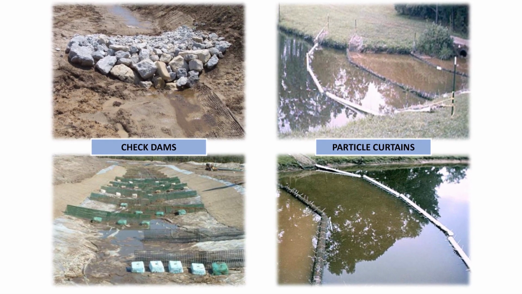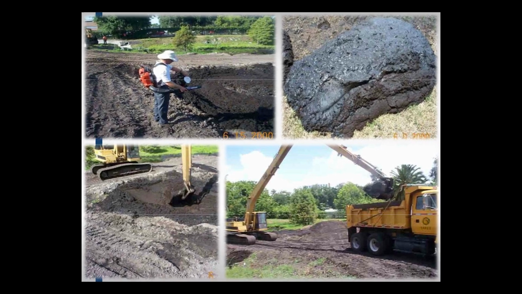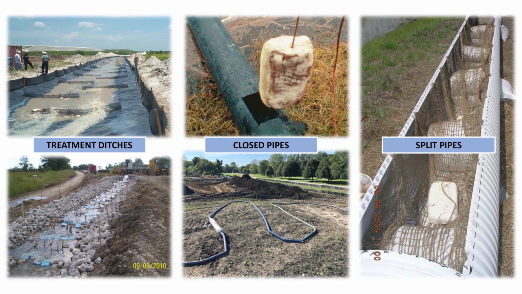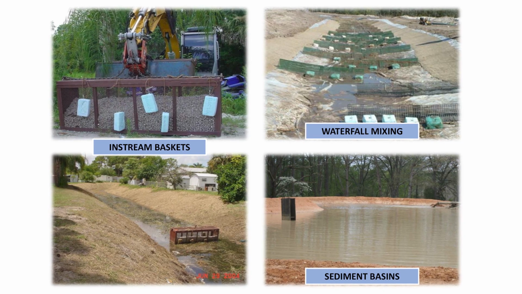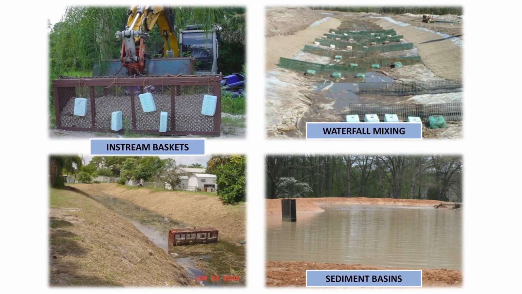Powders are surface applied and mixed into the top 3 feet of saturated sediments prior to removal. Polymer blocks are installed in treatment ditches, closed pipes, split pipes, in-stream baskets, waterfall mixing systems, and dewatering sediment basins.